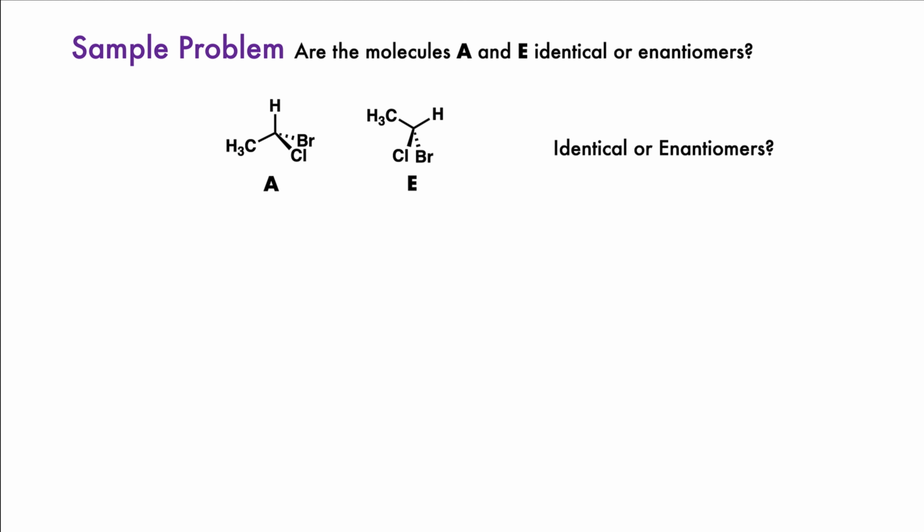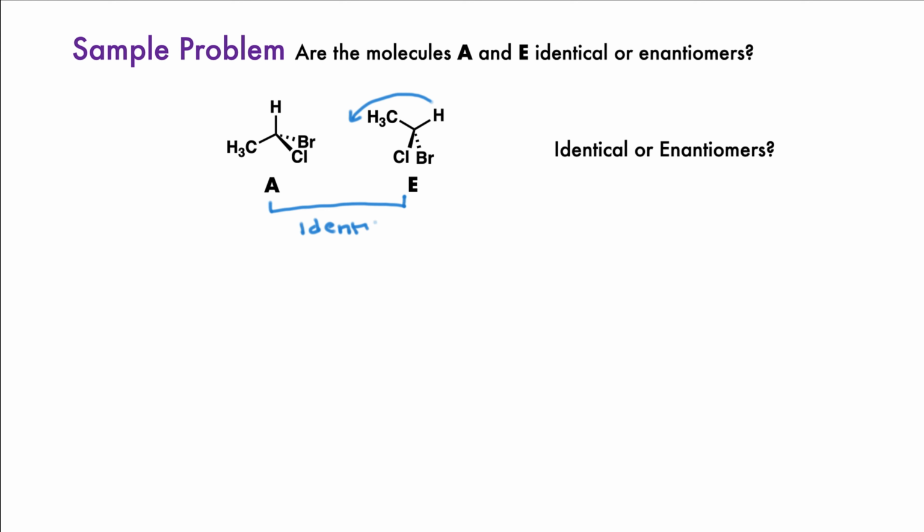While we can use any of the strategies, I hope you can see that all we need to do is to tip E to the left, and we get A exactly. So A and E are identical since all four groups overlap.